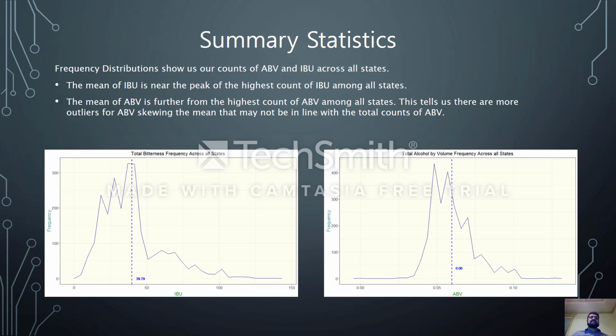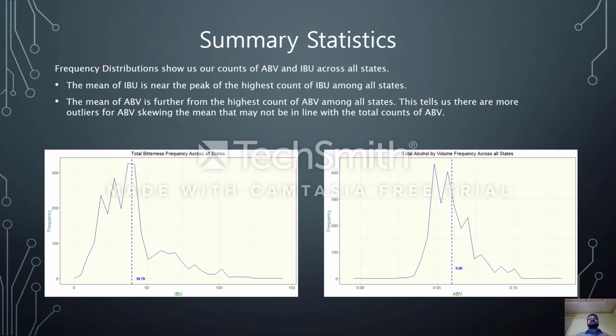Now let's look at the summary statistics. We can see here in this frequency plot the peaks of data shown with the peaks of the actual lines, and we can see that there are some relationships we can determine from here.